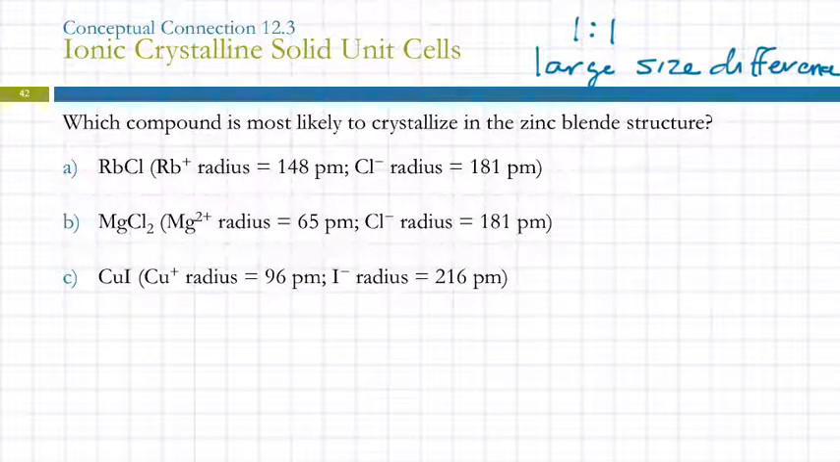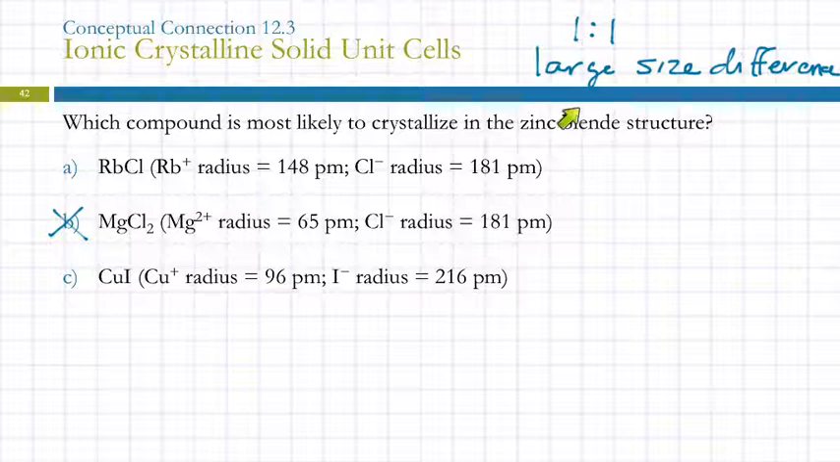Okay, let's look at the ratio first. Is this one a 1-to-1 ratio of cation to anion? Yes. Is this one? No. So this second choice, B, is a 1-to-2. That's probably going to be a fluorite. It can't be zinc blend because it's got the wrong ratio. So that one's out. Is this one 1-to-1? Yeah. So A and C are the possible choices.